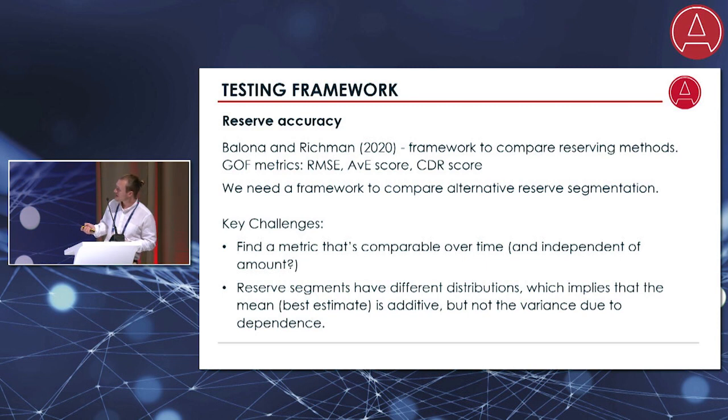And then another key challenge, just to look out for a caveat, is that every segment has a different claims distribution, which means, from stats understanding, we know that you can add up the mean, but you can't add up the variance. So if it's a metric that describes the variance, you can't add it up, because these segments are not independent.